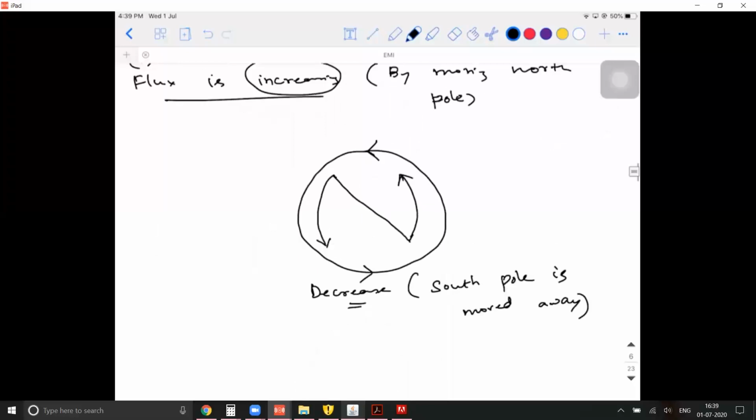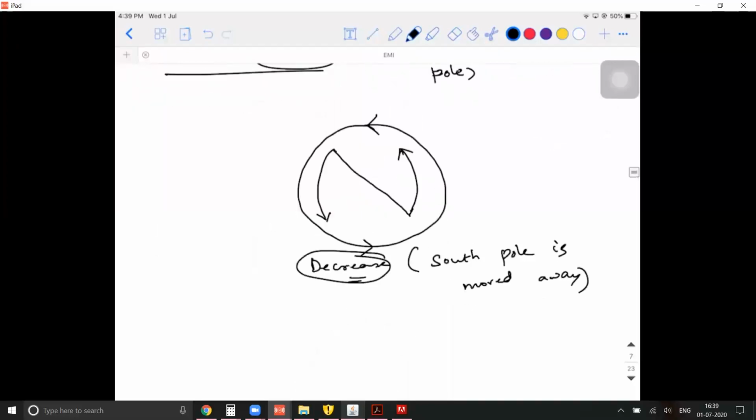Whereas here, what is happening? The flux is decreasing. If something is decreasing, it can oppose only by doing the reverse. Reverse means it should try to increase the flux towards it, which means it should attract. So since the South Pole is moved away from it, it will try to attract it. Attract means it has to behave like the opposite pole.